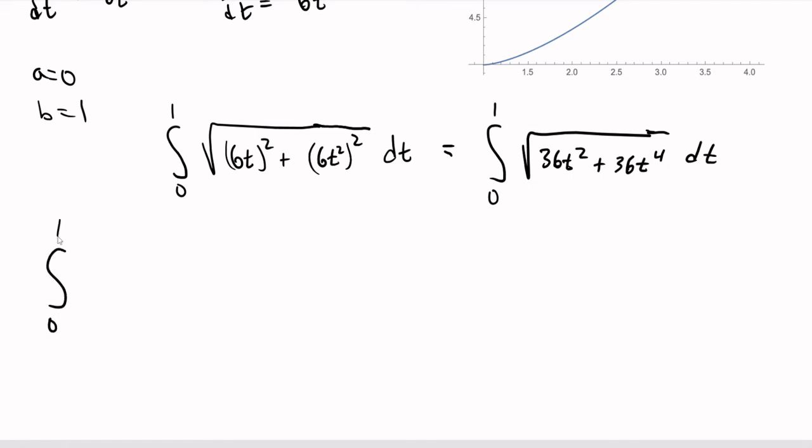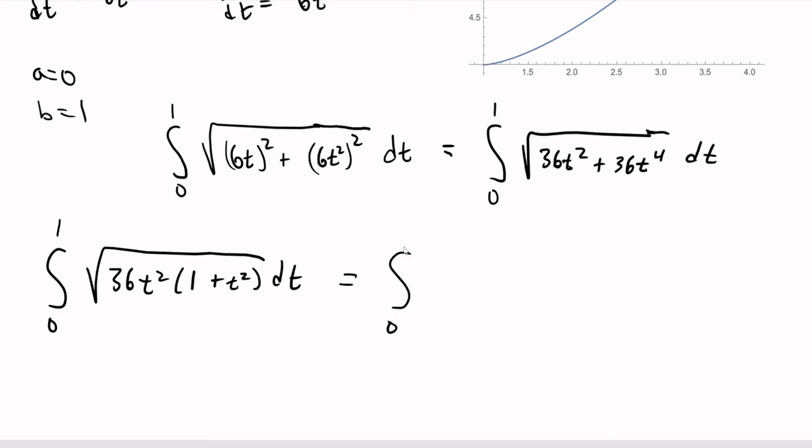Integral 0 to 1, square root. I'm going to factor a 36t squared out of this. That gives me a 1 left over plus t squared. Okay. And then look, it's all multiplication, which is good. And I can take this out of the root because these are both squared. So that's, watch what happens, 0 to 1 of 6t square root of 1 plus t squared dt.